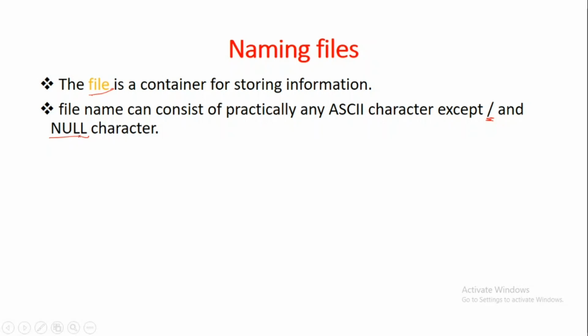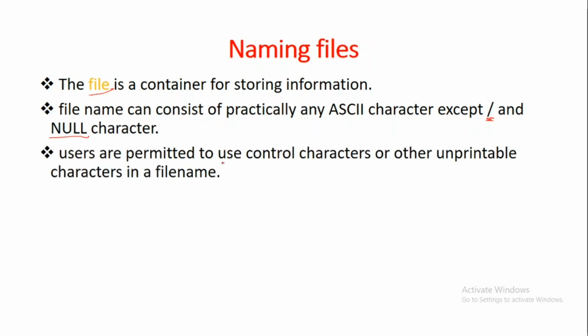Okay. So, even users are permitted to use control characters or other unprintable characters in a file name. So what do you mean by control characters? If I press Control V, even that is a valid character in my file name. Normally when we press Control V, we get this symbol, right? Or if I press Control C, I'll get these symbols. So this is also totally valid in my file name.